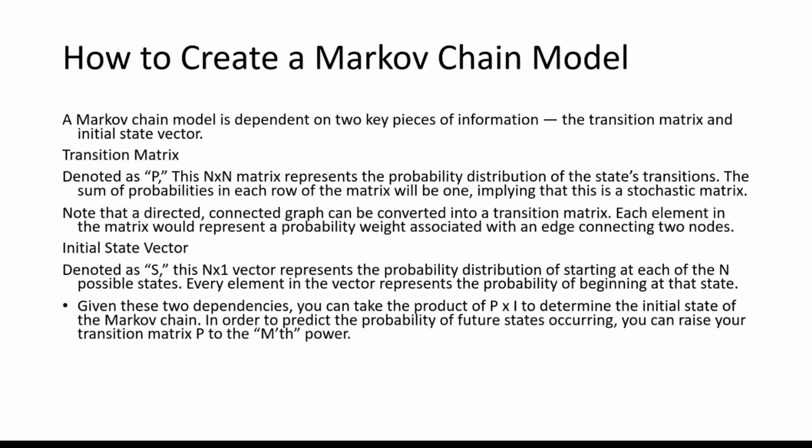Okay. So given the two dependencies, you can make the product of p into 1 to determine the initial state of the Markov chain. In order to predict the probability in the future, you can raise your transition probability to the power of n. Once you get the transition, this is the great challenge. In most of our programs, in most of the research, it's very difficult to estimate the transition probability. Transition probabilities can be estimated provided you're collecting the data directly.